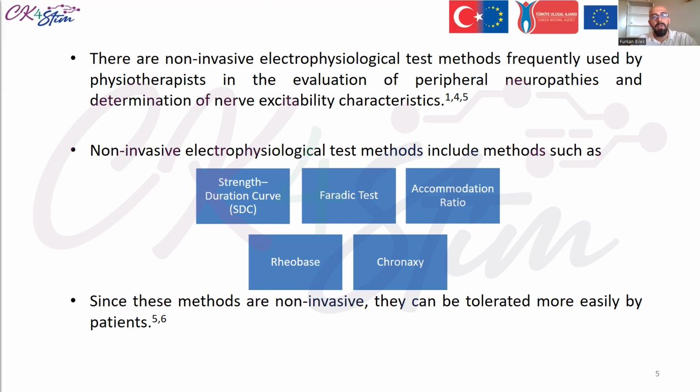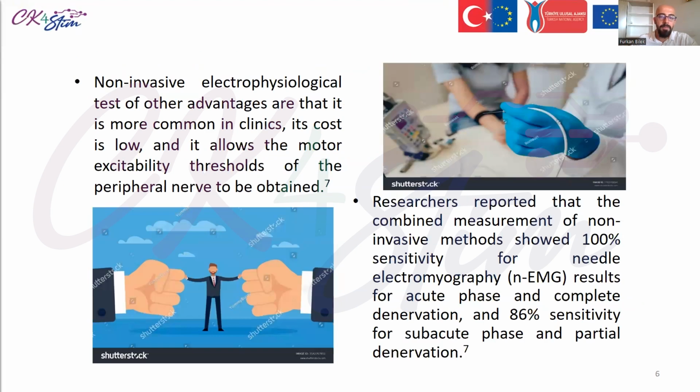There are non-invasive electrophysiological test methods frequently used by physiotherapists in the evaluation of peripheral neuropathies and the determination of nerve stability characteristics. Non-invasive electrophysiological test methods include methods such as strength duration curve, pulse test, accommodation ratio, rheobase, chronaxie. Since these methods are non-invasive, they can be tolerated more easily by patients.